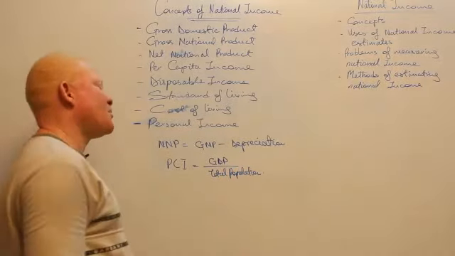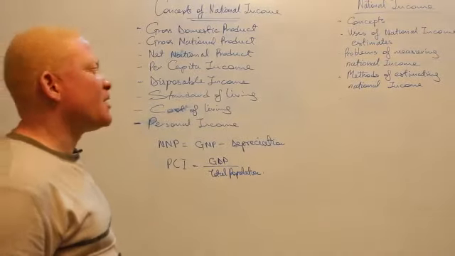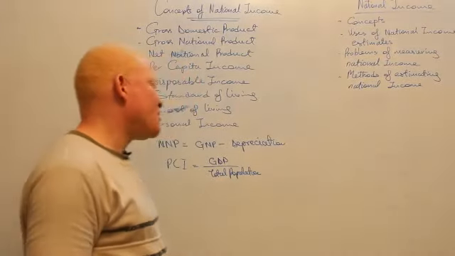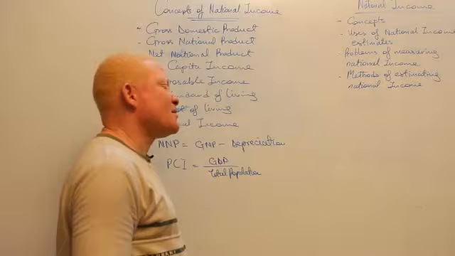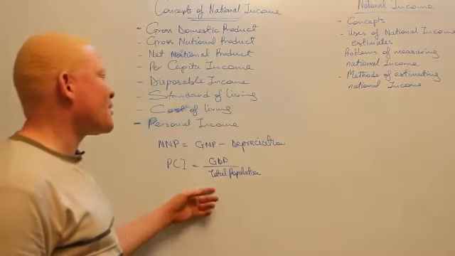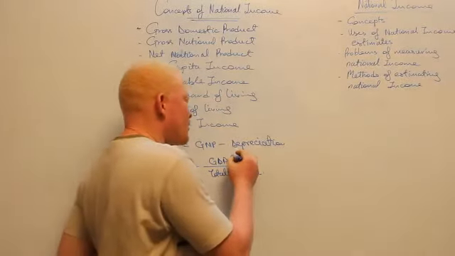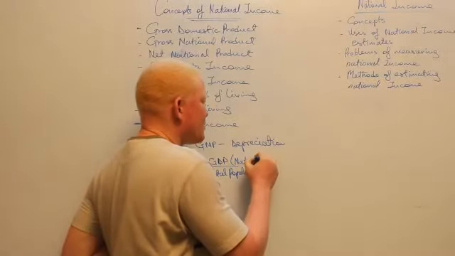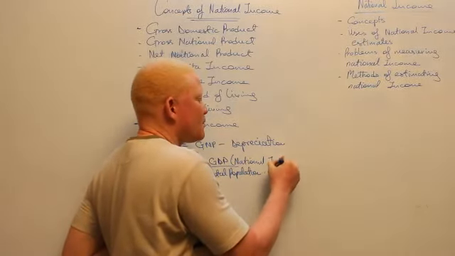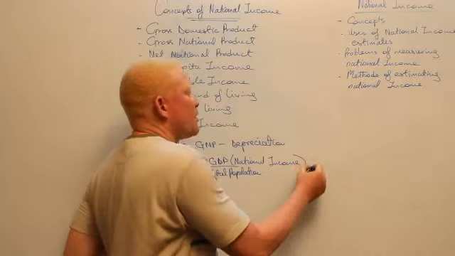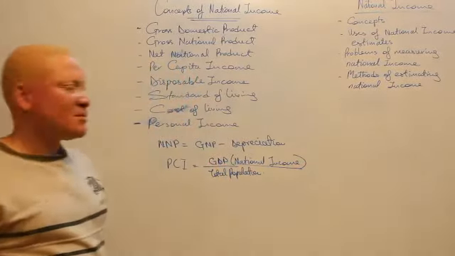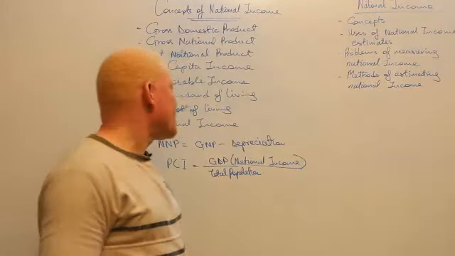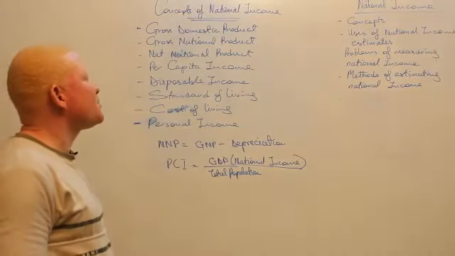Over total population. That means you get per capita GDP or per capita anything, per capita income. So if you have per capita income, national income over total population gives us the per capita income. And the next one is disposable income.